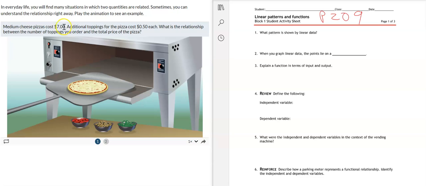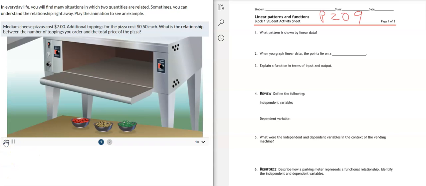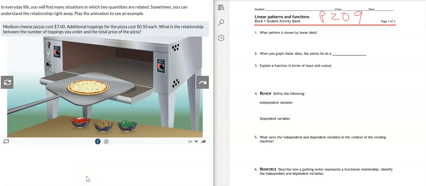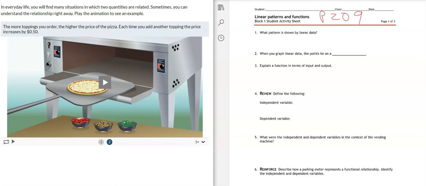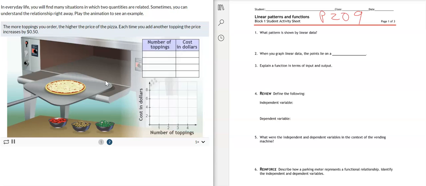Medium cheese pizzas cost $7. Additional toppings for the pizza cost 50 cents each. What is the relationship between the number of toppings you order and the total price of the pizza? So let's restart our animation here. Okay, well, let's go and see what happens when we add more toppings.